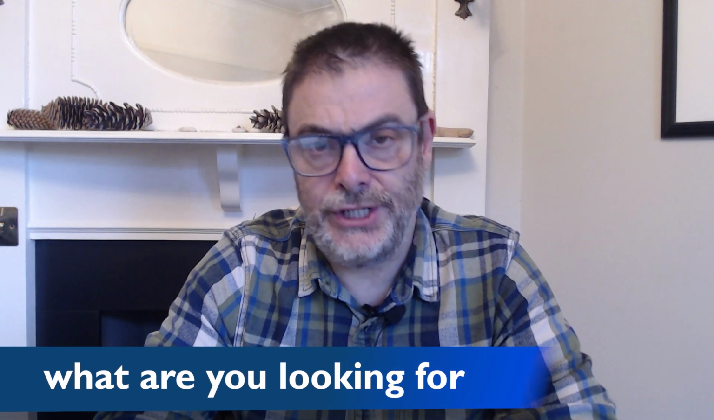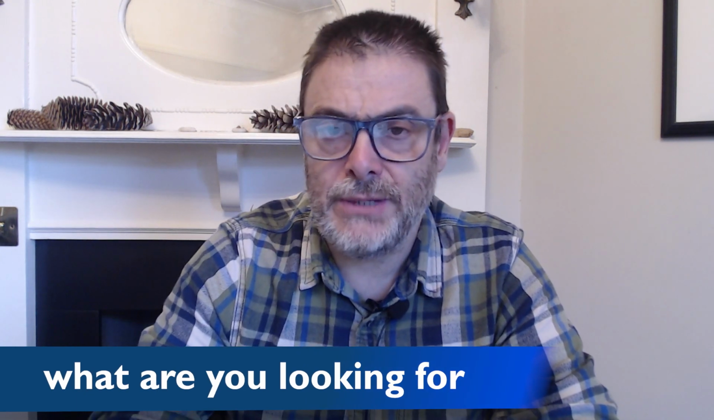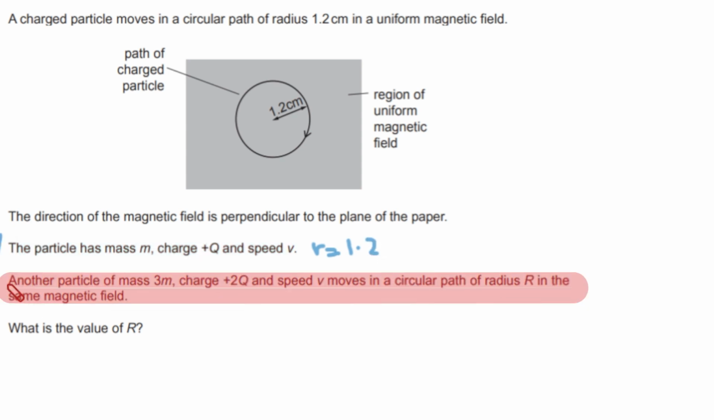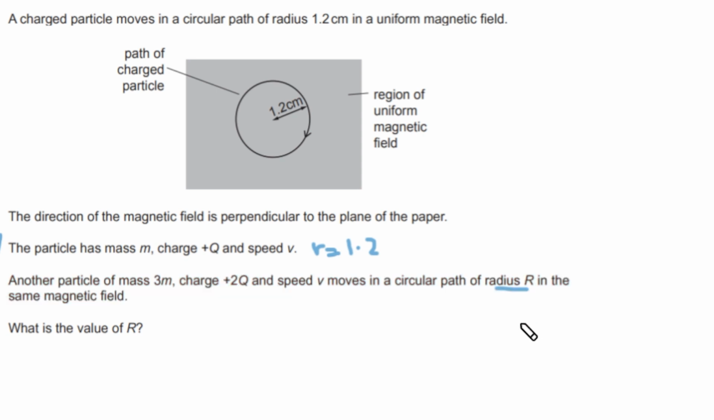Secondly, from the question again, decide which quantity you're going to want to find. You'd be surprised how many people don't identify that. In this question, we have a set of initial conditions here for which we're given R is 1.2 centimeters, and then a second set of conditions here, and we're asked to find R.